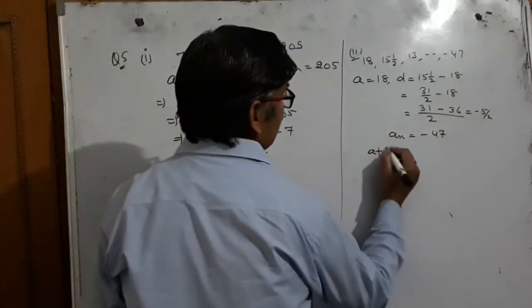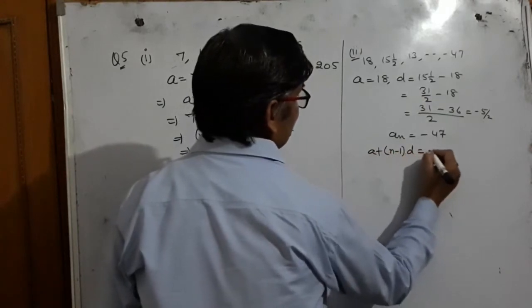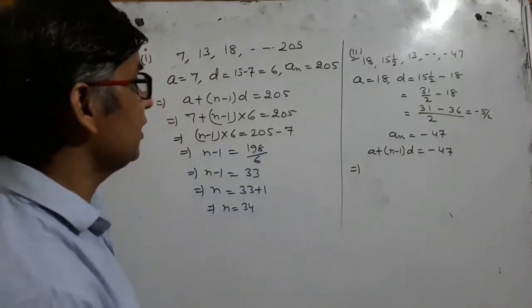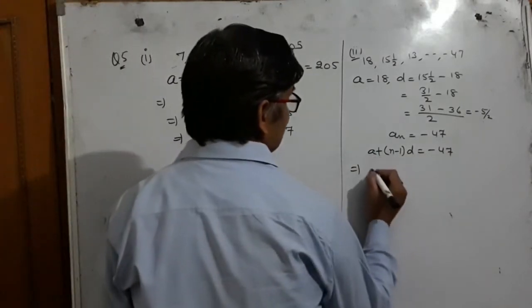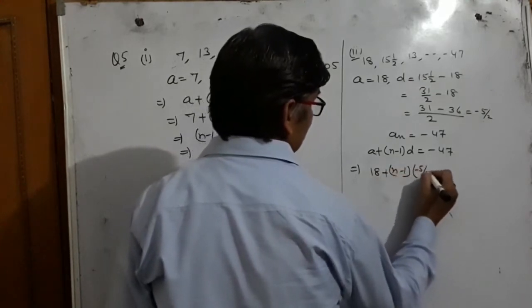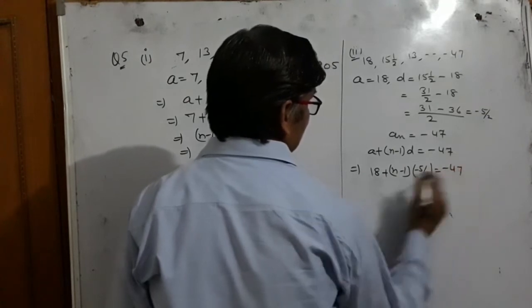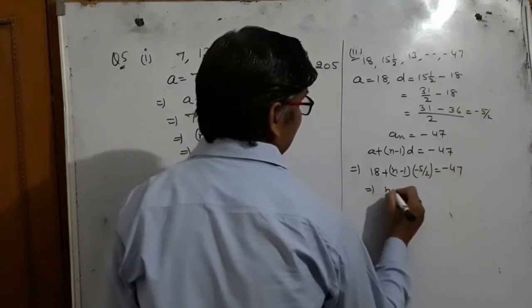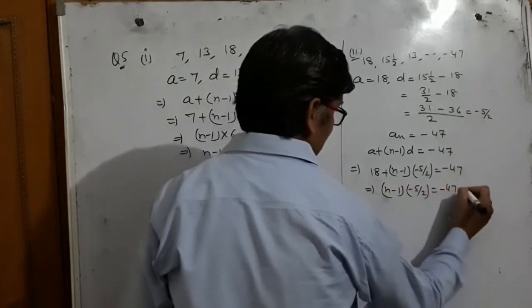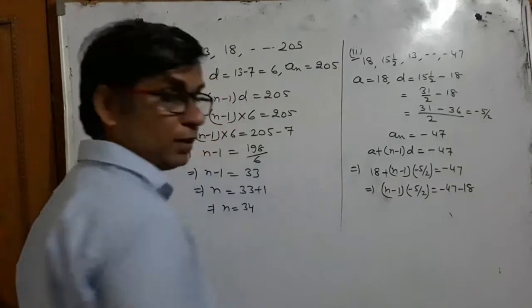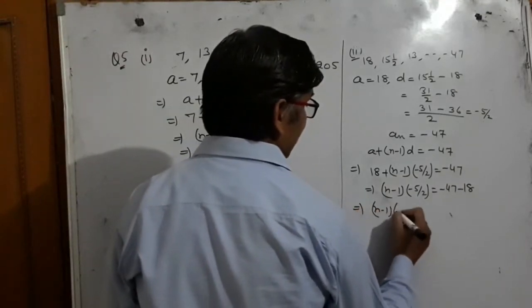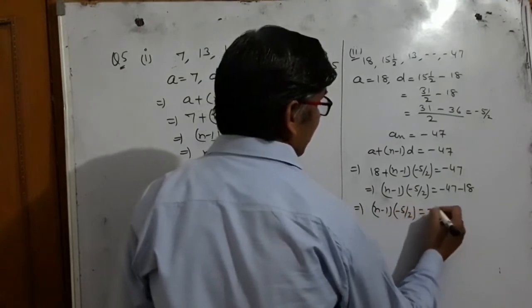So a plus (n minus 1) into d equals minus 47. Placing the values of a, d and an: a is 18, d is minus 5 by 2, and an is minus 47. Shift 18 over: (n minus 1) into minus 5 by 2 equals minus 47 minus 18. Plus 18 shifts and becomes minus 18. (n minus 1) into minus 5 by 2 equals minus 65.